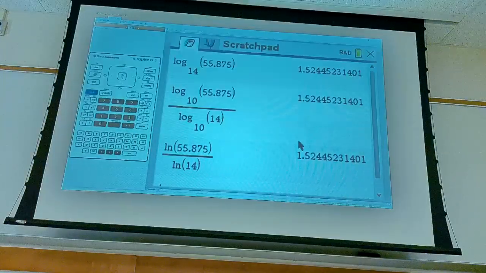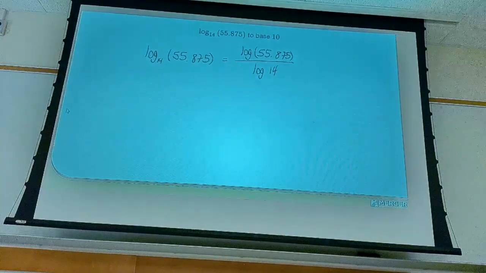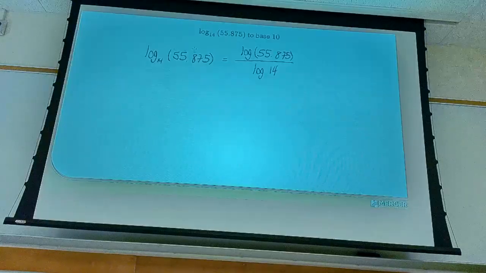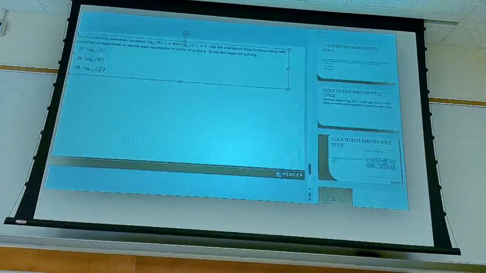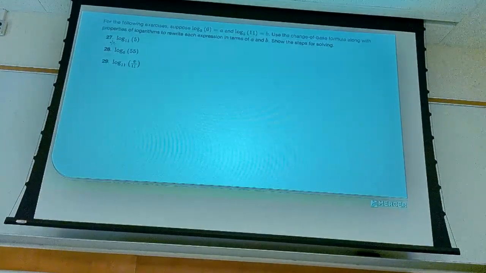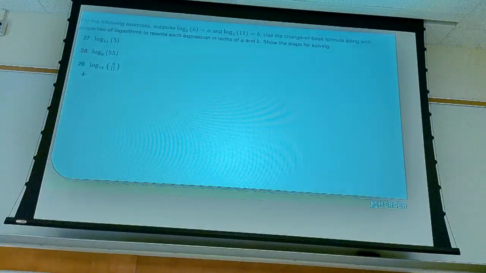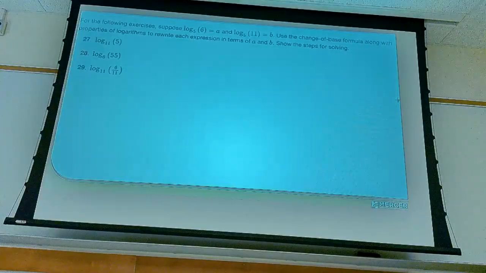So let's go back to here. I honestly don't remember what text I got this out of. I don't know if it's your book or if I used a different book.